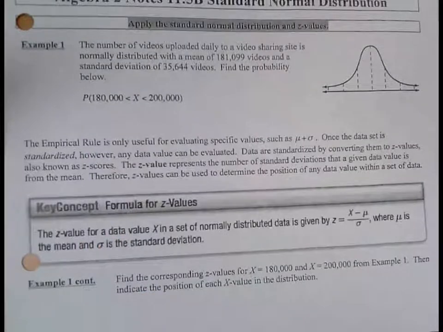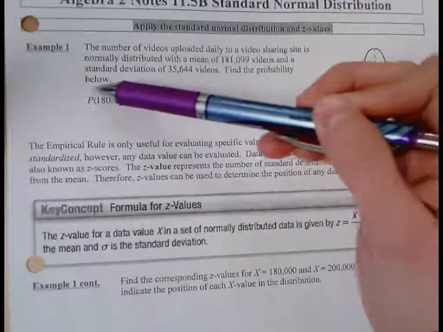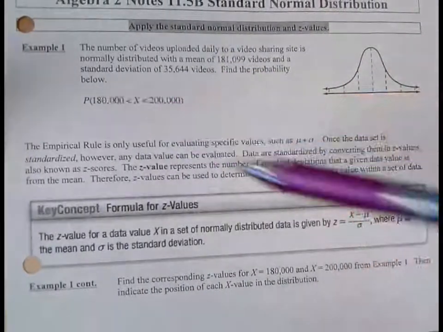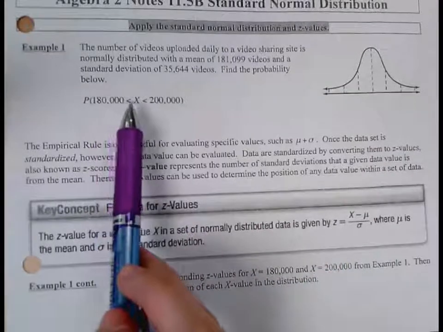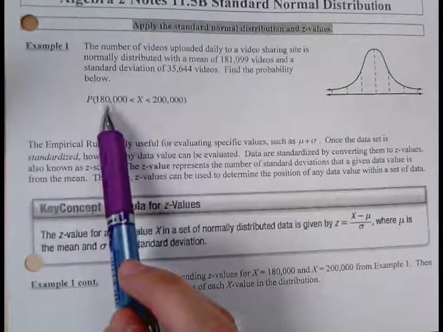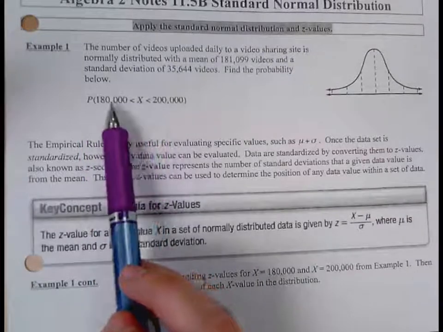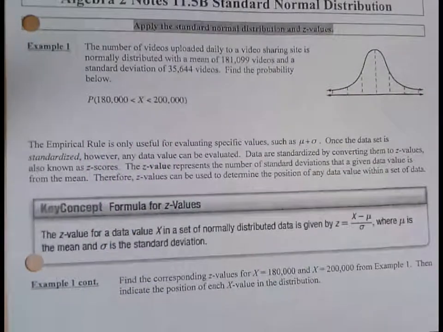The number of videos uploaded daily to a video sharing site is normally distributed with a mean of 181,099 videos and a standard deviation of 35,644 videos. It says find the probability below. When you see something written like this, it's really asking you to find the probability that the number of videos uploaded daily is between 180 and 200,000. So the way that's written, probability X is between 180 and 200,000.